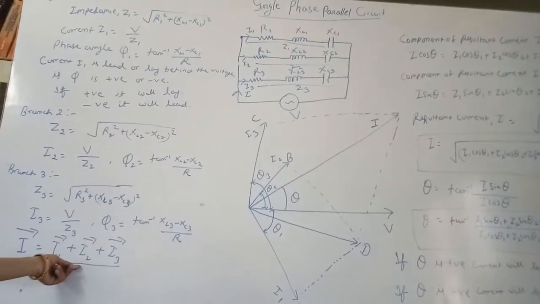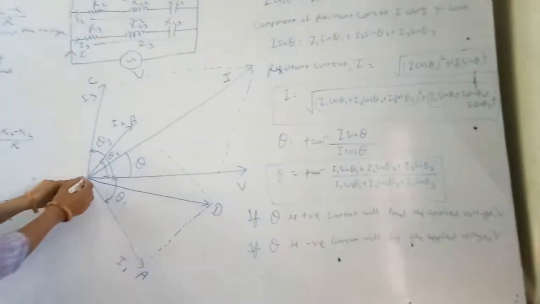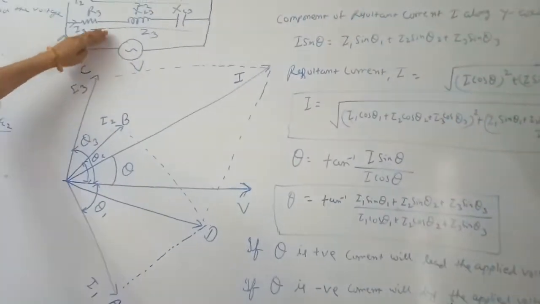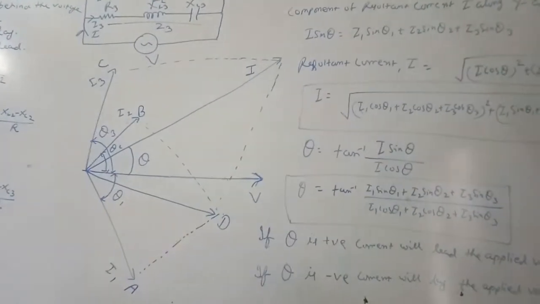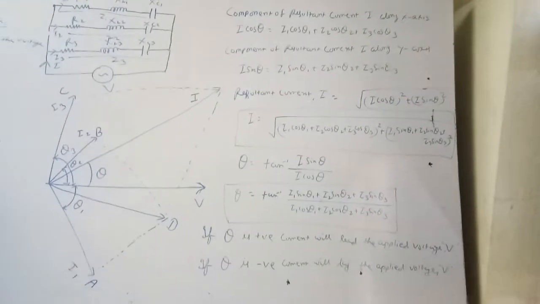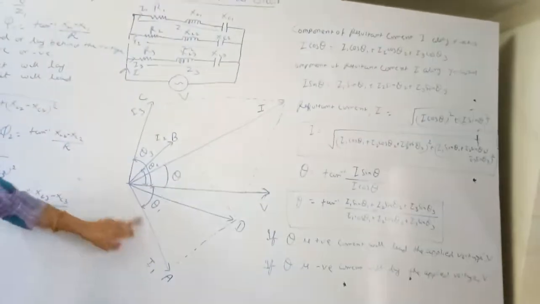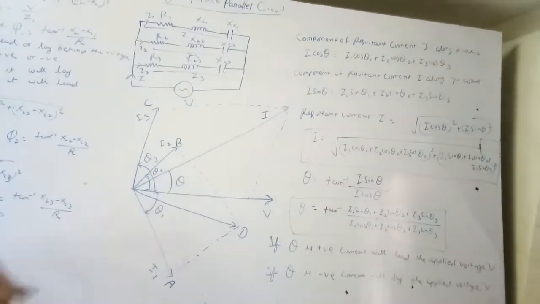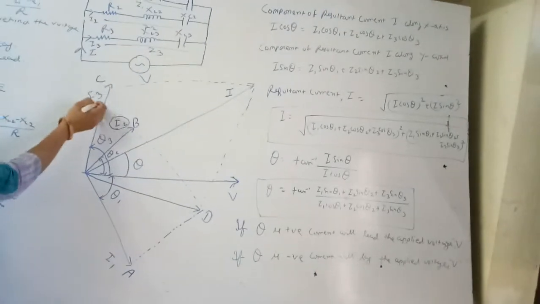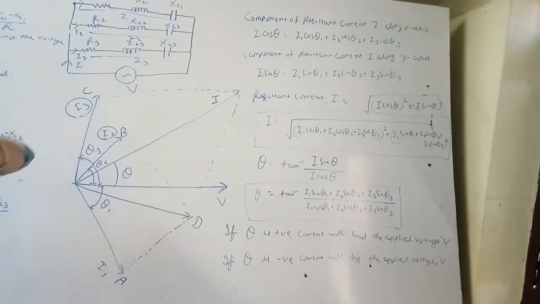First of all, we have to draw the phasor diagram. Here is the reference voltage. In a series circuit we take the current as reference, and in a parallel circuit we take the voltage as reference. With respect to this, we can draw all the current values. Suppose I1 is lagging the voltage V, I2 is leading the voltage V, and I3 is also leading the voltage V, depending on the values of the inductor and capacitor.